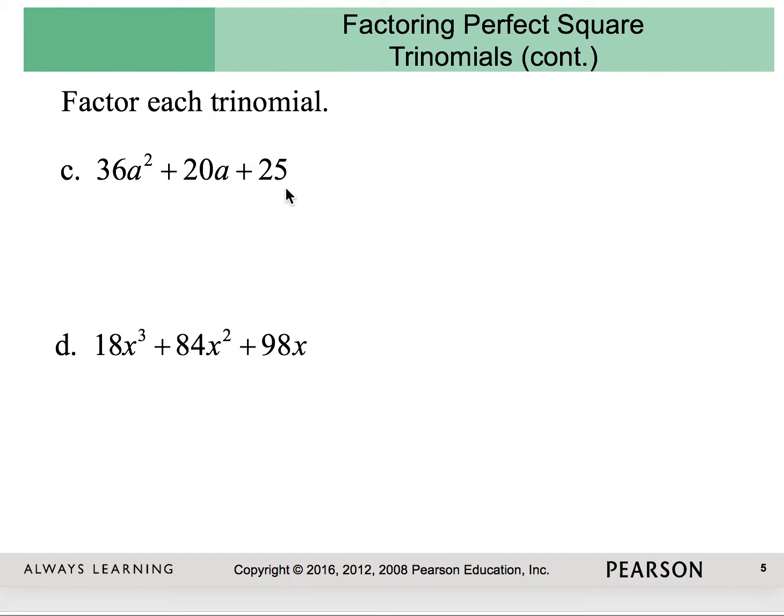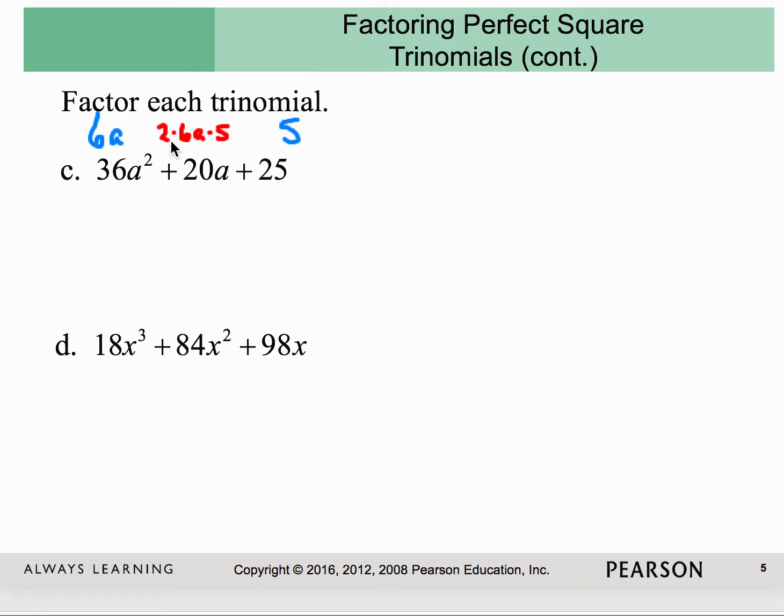Oh my, can you imagine figuring out two numbers that multiply to give 36 times 25? I'm hoping this is a perfect square trinomial. So, is this something all squared? Yes, it's 6a. Is this something all squared? Yes, it's 5. Is this middle term 2 times this times this? So is it 2 times 6a times 5?